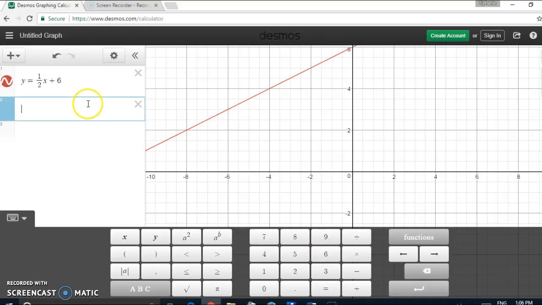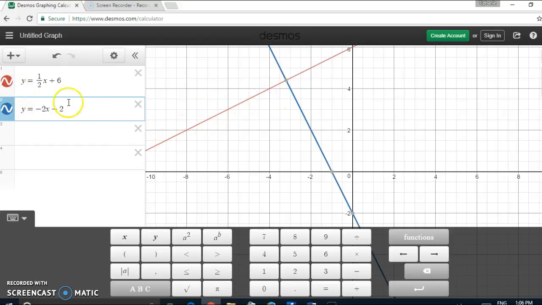Now I'm going to click down here, and it just makes another line. I could do 3 or 4 of these, as many as I need to. Now I'm going to input the next one, y equals negative 2x minus 2. So again, y equals, for the negative, I'm just going to use the subtraction sign here. Negative 2x, take away 2.